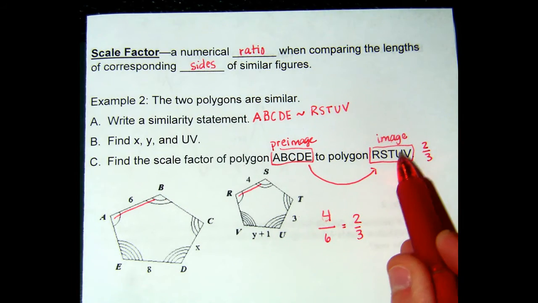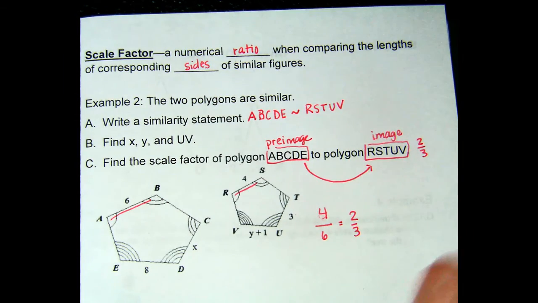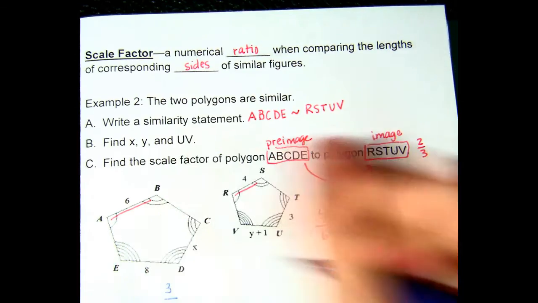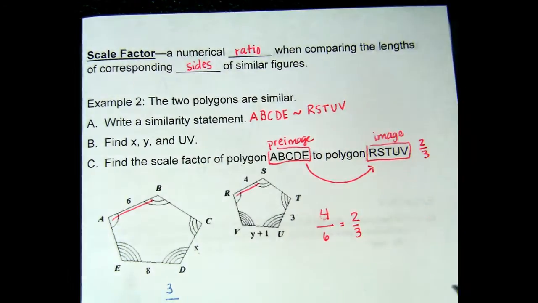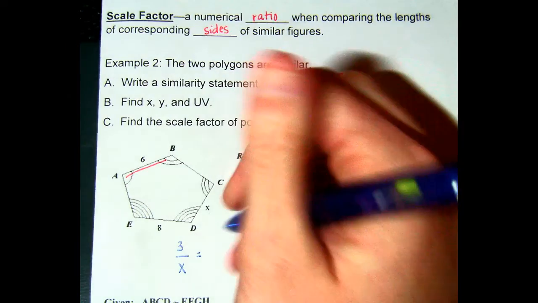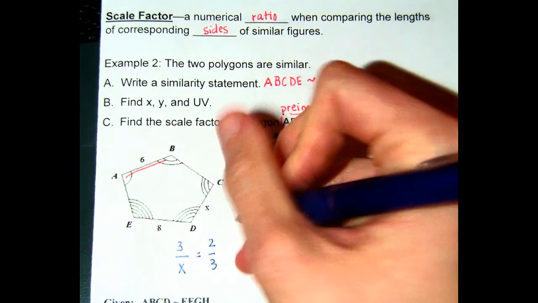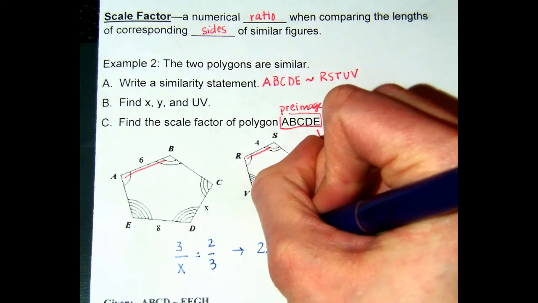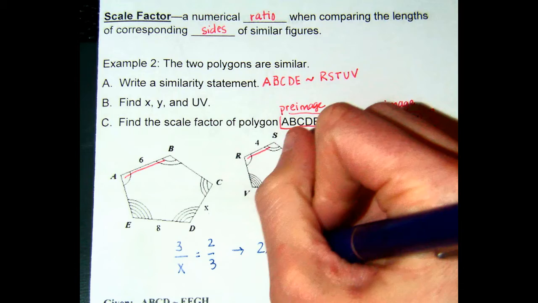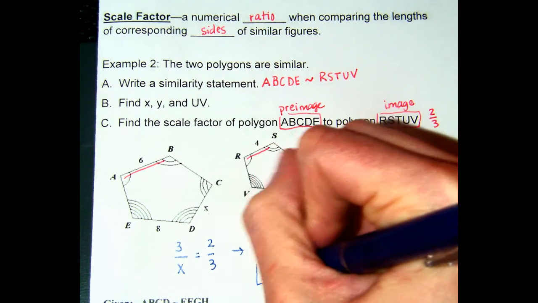3 is in the image. So we are going to make a fraction to find x with the image value 3 over 3 and x are corresponding. X is from the pre-image. This should be equal to the scale factor, 2/3. We are then going to cross multiply. We are going to get 2x equals 9. Divide by 2, x equals 4.5. That is one of our answers.